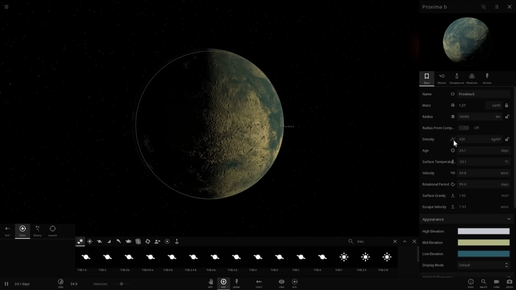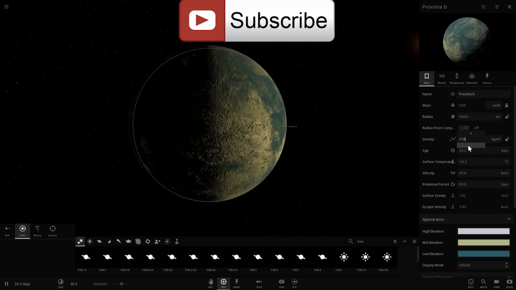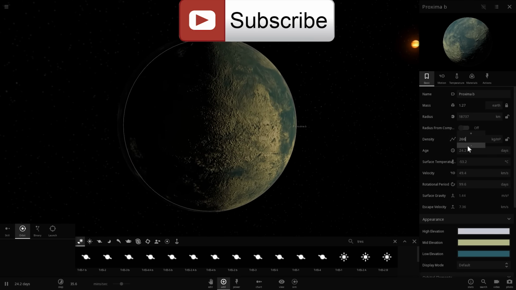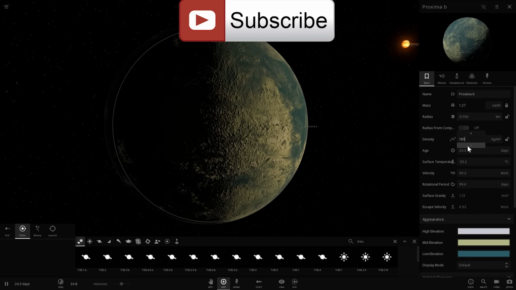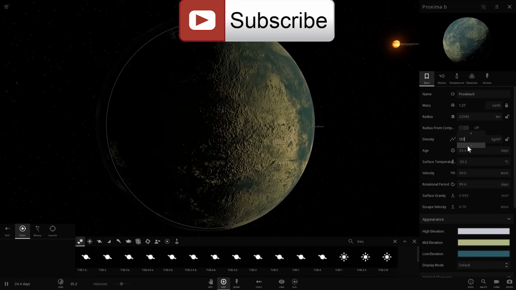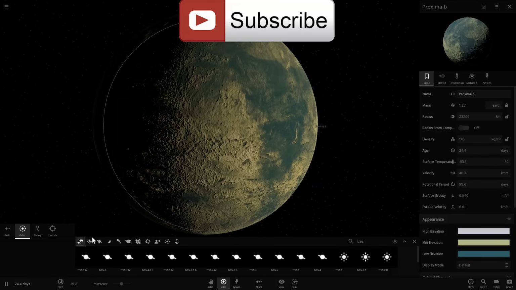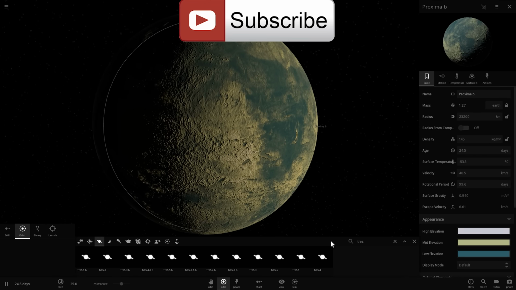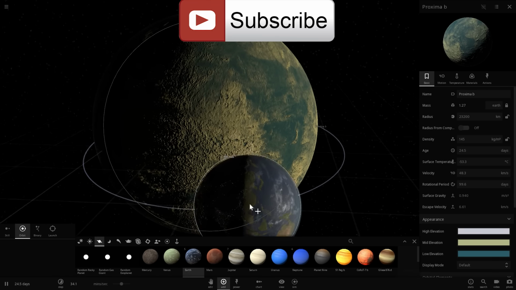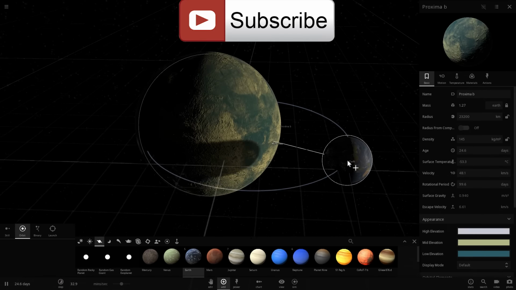Now let's change Proxima B into the same density as the poofy planet TrES-4b, and let's look at what is going to appear as compared to, let's just say, our beautiful planet Earth. Let's place planet Earth next to it and take a look at them. Look at that, so tiny.